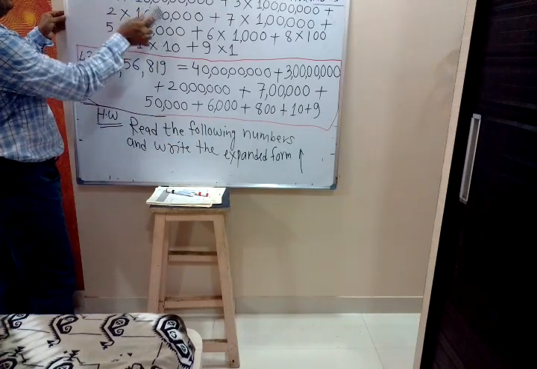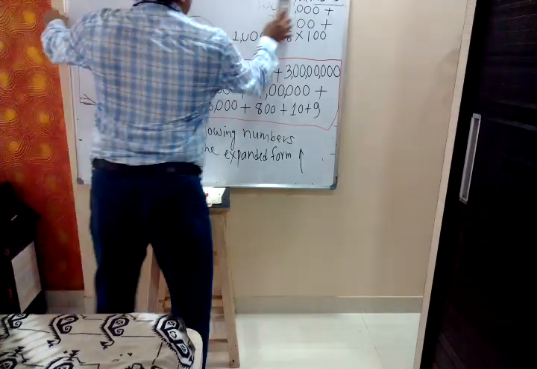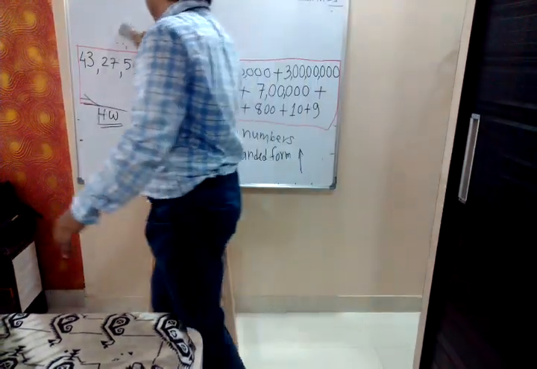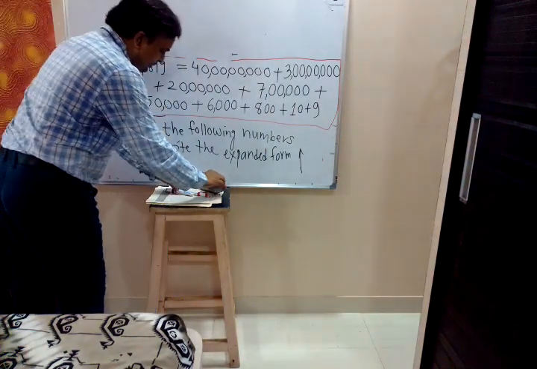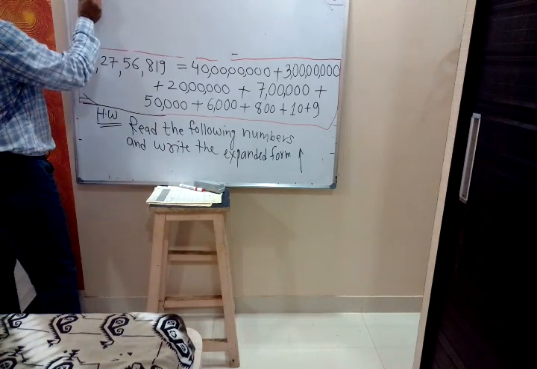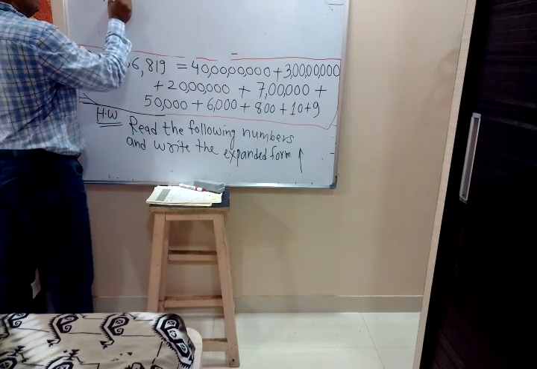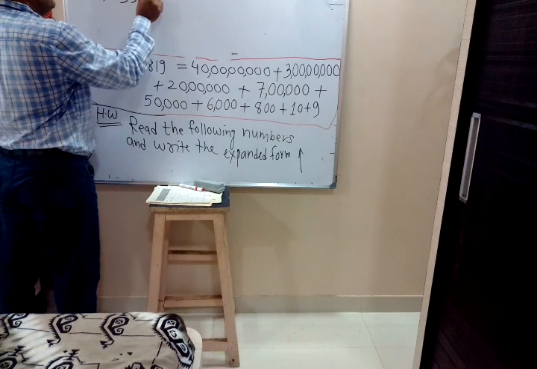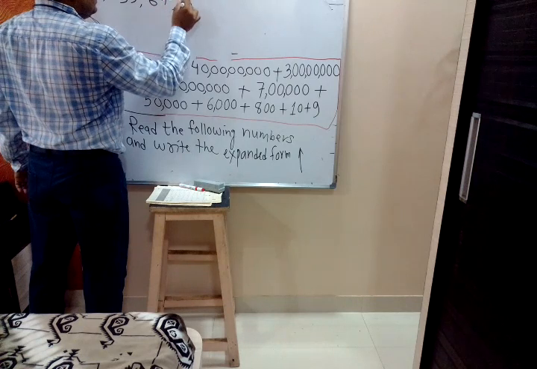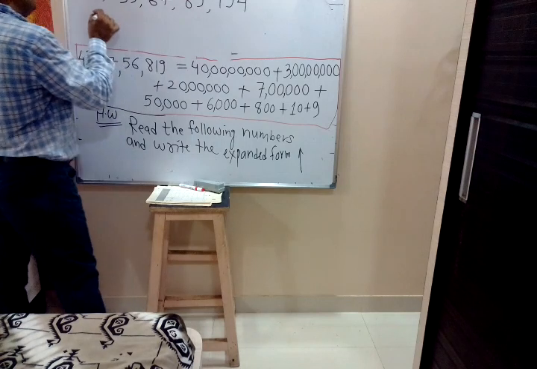Yes, every student. Okay, now write the numbers. I am giving you some numbers. You have to first read that number. You have to write that reading part and then write that number in the expanded form. So first number: 35,67,89,194.